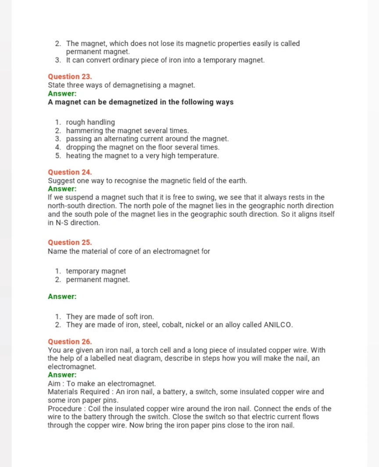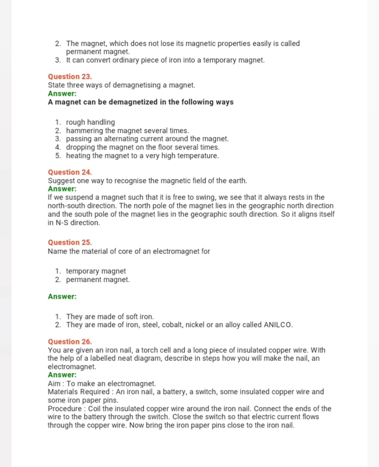Question 23. State 3 ways of demagnetizing a magnet. Answer. A magnet can be demagnetized in the following ways. 1. Rough handling. 2. Hammering the magnet several times. 3. Passing an alternating current around the magnet. 4. Dropping the magnet on the floor several times. 5. Heating the magnet to a very high temperature.